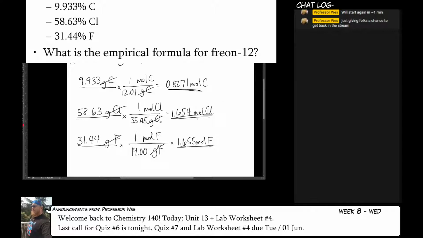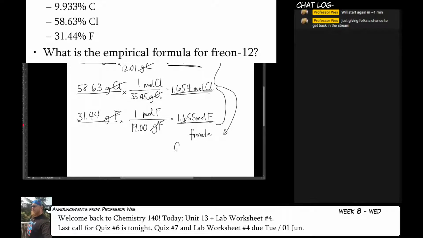We have all the moles, so we've got to make this into a formula somehow. So here's what I'm going to do for my formula. Step 3 is to make a formula. I'm going to write this in another spot. And I'm just going to write what I have. C 0.8271, Cl 1.654, not O, fluorine 1.655.